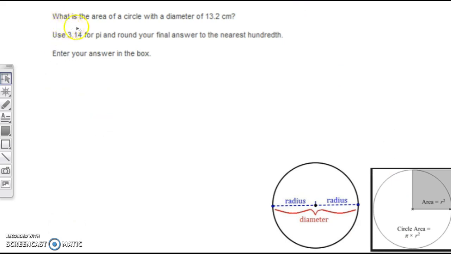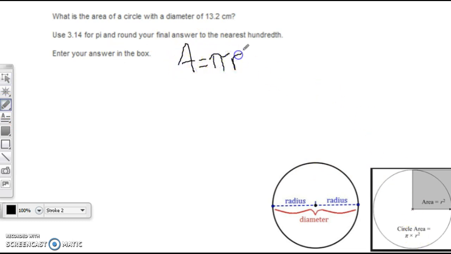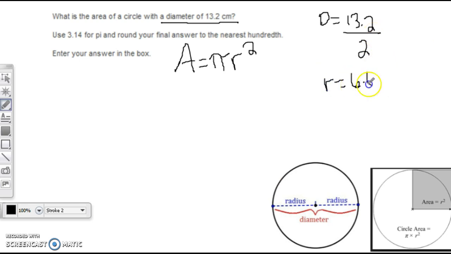The first question says, what is the area of a circle with a diameter of 13.2? All right, so we need to start off, we need to know the area formula. So area equals pi times radius squared. But notice here it doesn't give me the radius, it gives me the diameter. So then I also need to know how the radius and the diameter are related. Remember, the radius is half the diameter. So we can take our diameter and divide it by 2 in order to get the radius. So if we divide that, our radius is 6.6.